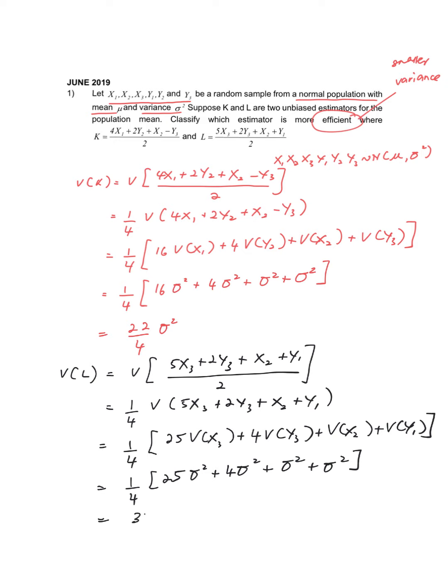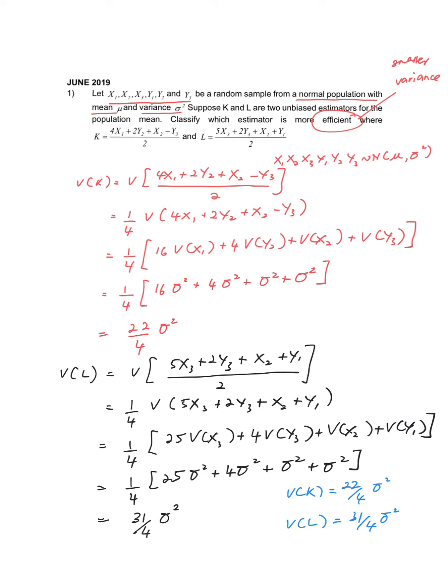31/4 sigma square. Okay, so you should compare. Now we make comparison. VK kita dapat 22/4 sigma square. VL kita dapat 31/4 sigma square.